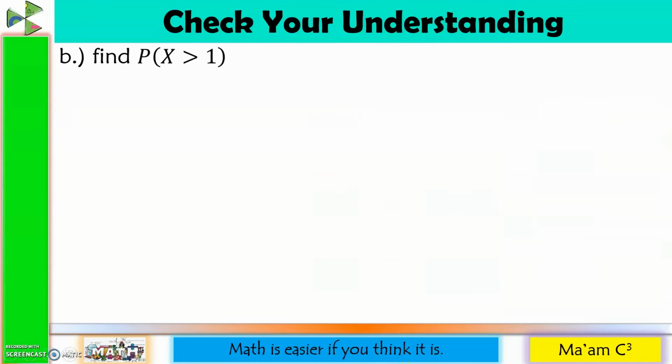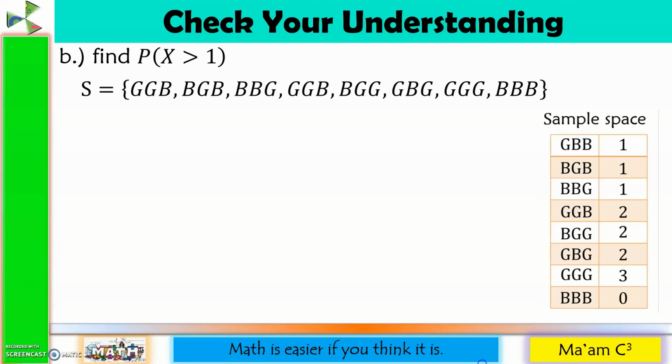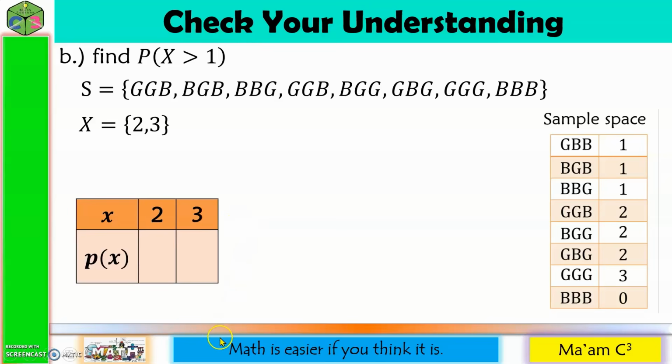Letter B. Find the probability that the random variable is greater than 1. Here again is our sample space. This time we are only particular with girls greater than 1. So those are 2 and 3 girls. So here is our probability distribution table. Let us count how many times 2 appears in our sample space. 1, 2, 3. 3 out of 8. For 3, let us count only 1, so 1/8.